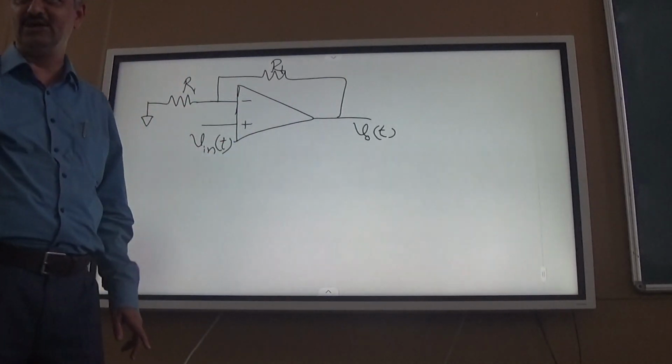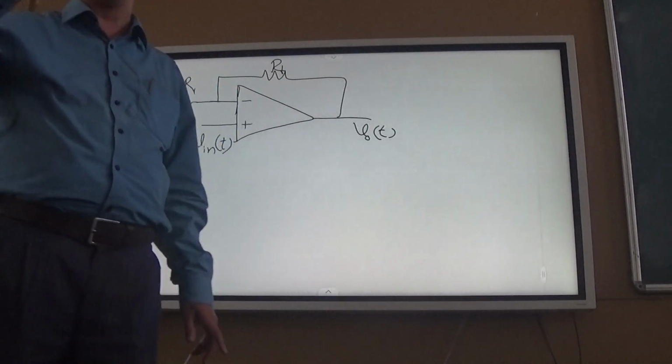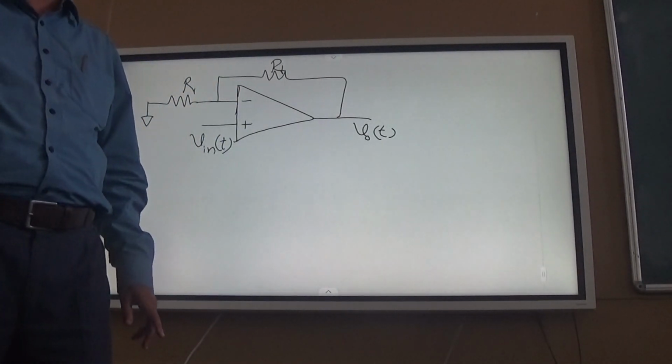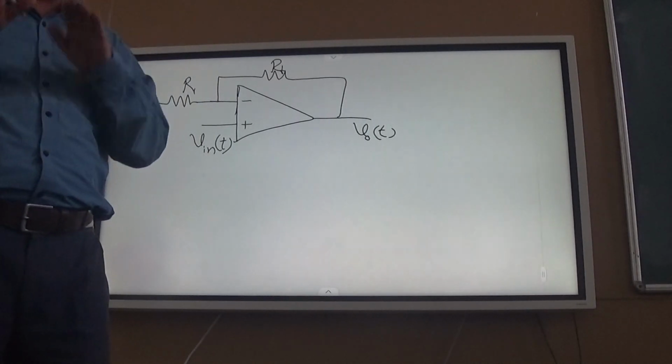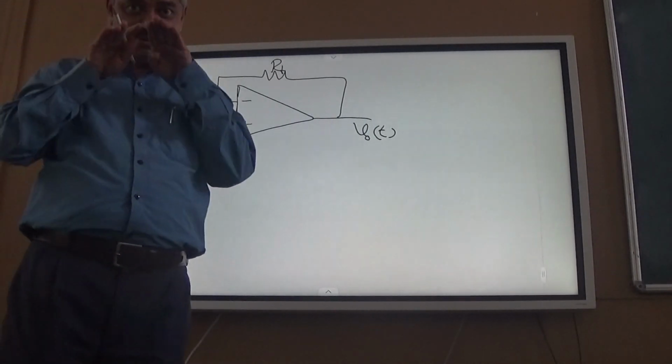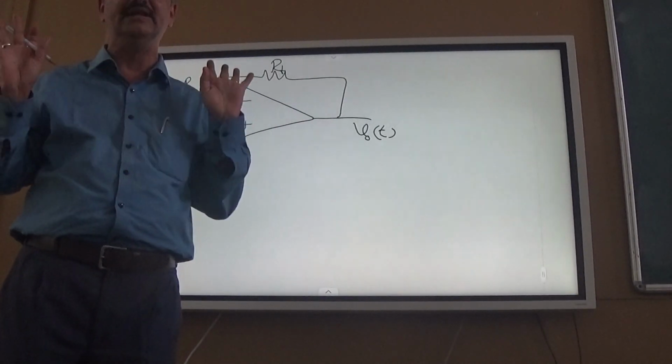V in. You have forgotten? If you have forgotten, you will revise it after the lecture so that tomorrow we can address it. Right now we are continuing the lecture. Output is 1 plus RF upon R1 times V in.